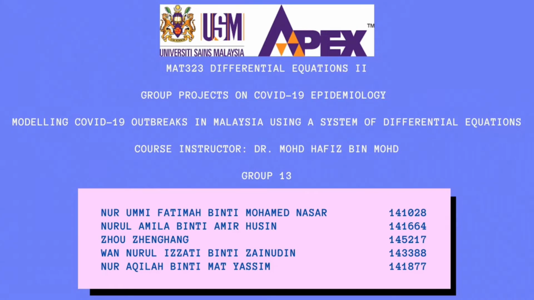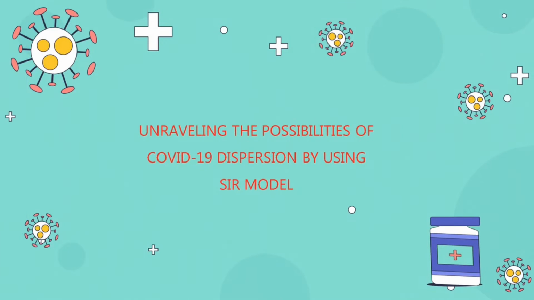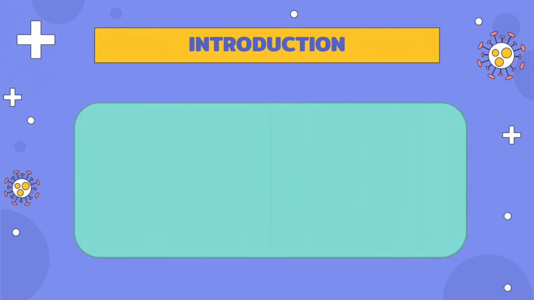Assalamualaikum. I am NURUL AMILA binti AMIR HUSIN as representative from Group 13 that consists of 5 members will present our project on COVID-19 epidemiology, which is about modeling COVID-19 outbreaks in Malaysia using a system of differential equations. We choose research paper 3 as our research article, and the title of this group project is Unraveling the Possibilities of COVID-19 Dispersion by using SIR model.